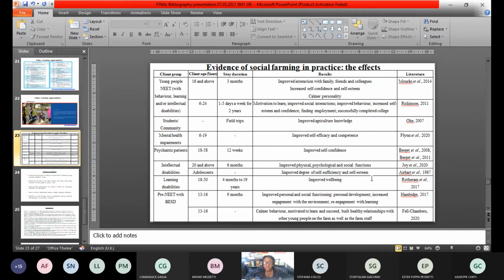There are 2 PhD studies that were published by Hambridge in 2017 and by Fell Chambers in 2020, respectively, who conducted their studies on a group of clients with ages 13 to 16. They both noted that their clients had improved their personal and social functioning, personal development, and had increased engagement with the environment, and they had re-engaged with learning. They also exhibited calmer behavior. They were motivated to learn and succeed, and they built relationships with other young people on the farm as well as the farm staff.